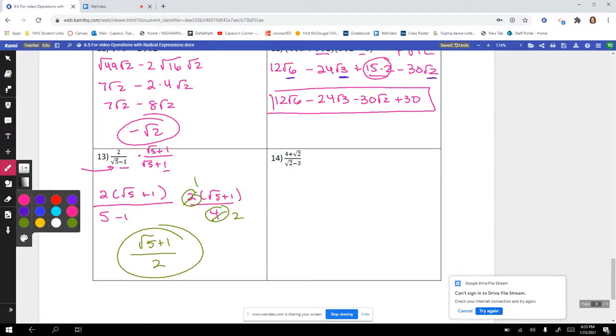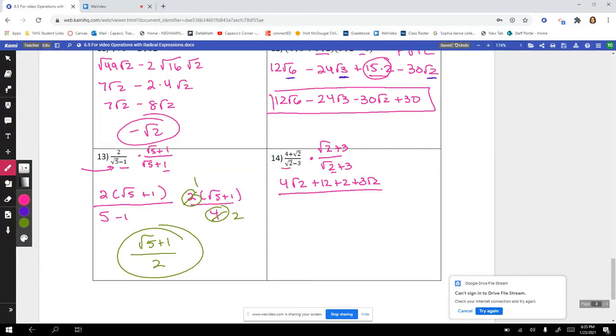Last one for today. So I'm going to multiply by the conjugate again. So I have times root 2 plus 3 on the bottom, same thing on the top. This time I'm going to have to use FOIL on the top, right? So my first is 4 root 2. My outside is plus 12. My inside is 2. And my last is plus 3 root 2. My denominator, root 2 times root 2 gives me 2. My outside and my inside terms are going to zero out, which is the point of that. And then negative 3 times 3 gives me negative 9.